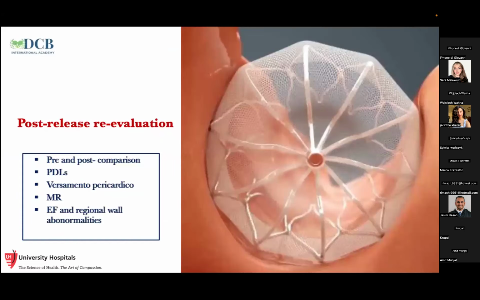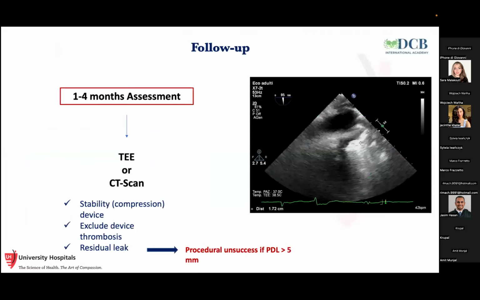After releasing, it is important to reevaluate everything, mainly in terms of safety. This is an endocardial procedure, so there is always an intrinsic risk of complications, such as pericardial effusion. In this type of procedure, an evaluation and a follow-up are essential.